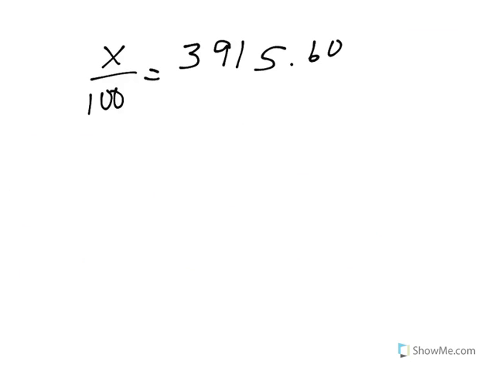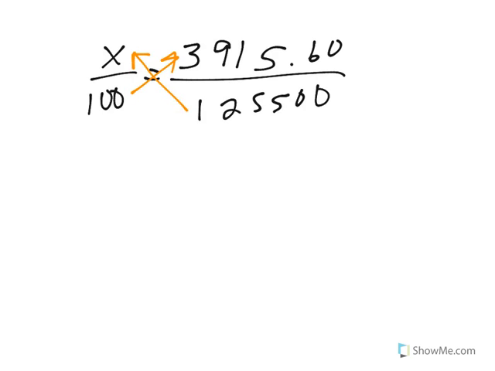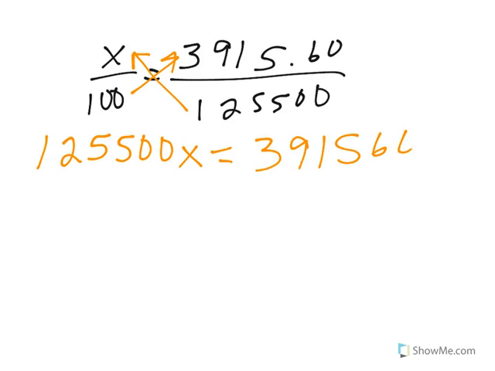So let's go ahead and solve this proportion. x over 100 equals $3,915.60 all over 125,500. When I cross multiply, I get 125,500x equals 391,560. So we multiply 100 times the 3,915.